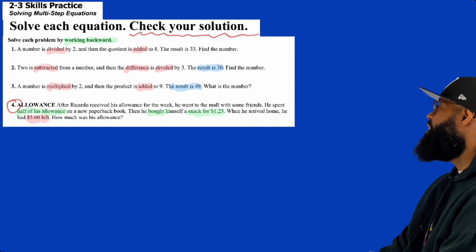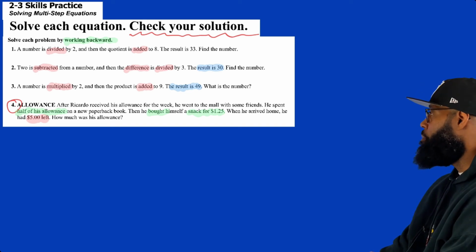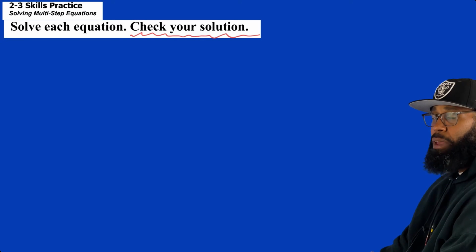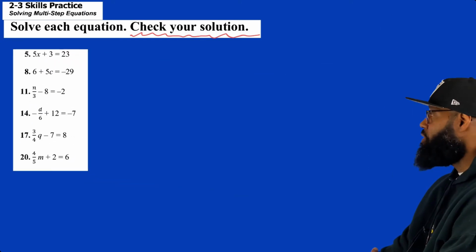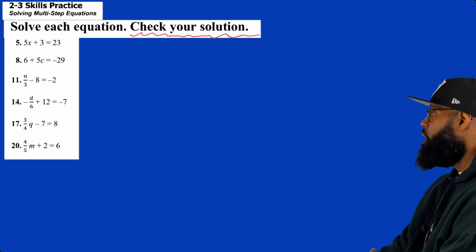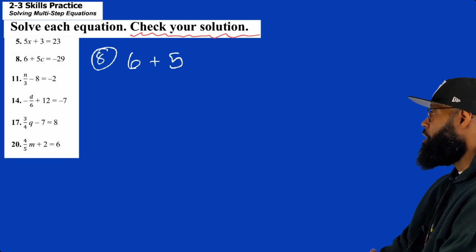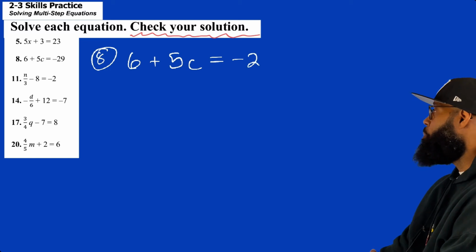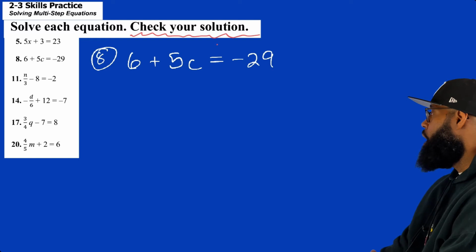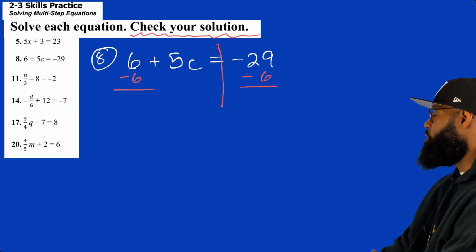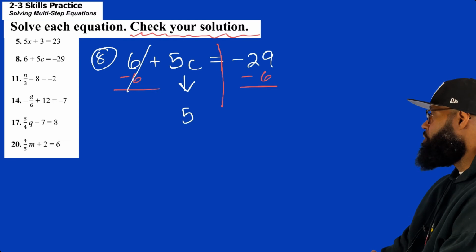All right, so again, guys, as we continue through this column, asking ourselves, what makes it a multi-step equation? It's more than one step. So with number 8, 6 plus 5c is equal to negative 29. This is where I would ask my class, what operations do you see in this equation? I see addition, good. I see multiplication, good. So which are we gonna undo first? Undo the adding of 6 by subtracting 6 from both sides. The 5c comes down. That's going to be equal to negative 35.